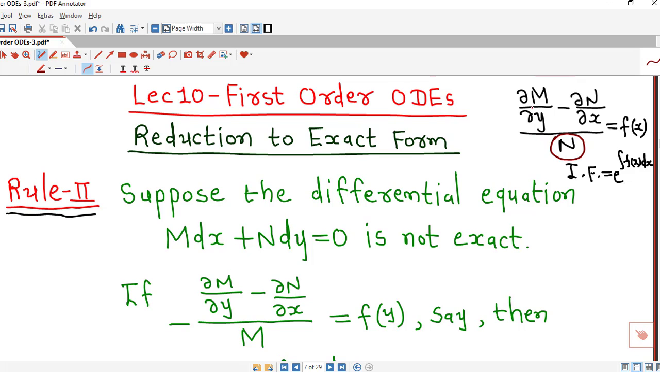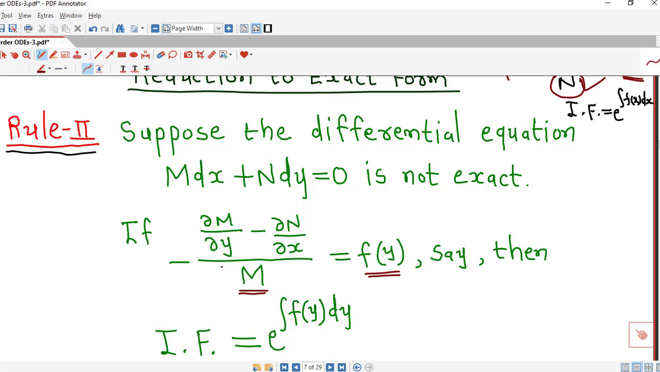In the first working rule, we consider del M by del y minus del N by del x. So it is already here. Here we divide by capital N; here we will divide by capital M. And here there is no negative sign, this is positive; instead of the positive sign, we will consider the negative sign. And this quantity was a function of x only; here this quantity must be a function of y only. So this is the second working rule.